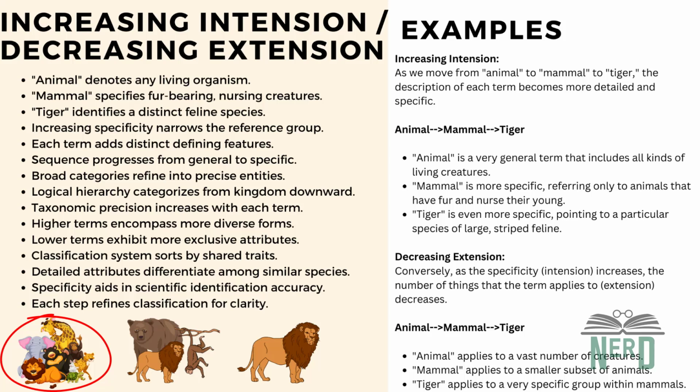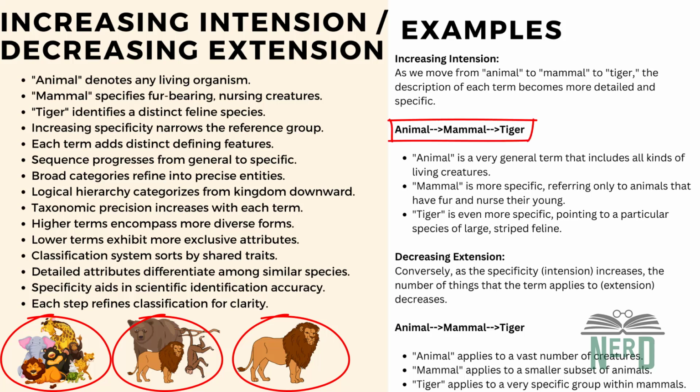Move to mammal, and now you're just talking about animals that nurse their young and have fur, a smaller group. Go one step further to tiger, and you've zoomed into a specific type of big cat. Here, each term gets more specific and the group of things it applies to gets smaller. Example: animal, mammal, tiger.